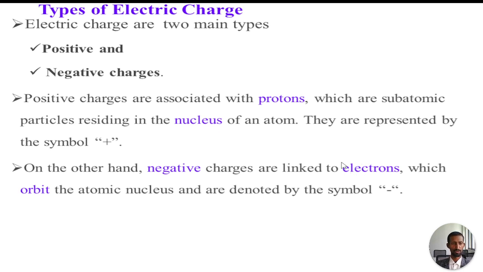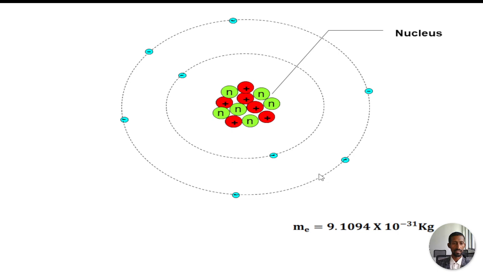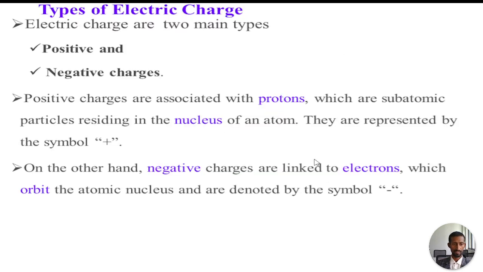What types of electric charge do you know? As you have already defined, there are either positive or negative charges in a subatomic particle. Positive charges are associated with protons, which are subatomic particles residing in the nucleus of an atom, as you have seen already in this subatomic structure. They are represented by the positive symbol. On the other hand, negative charges are linked to electrons, which orbit the atomic nucleus and are denoted by the minus symbol.